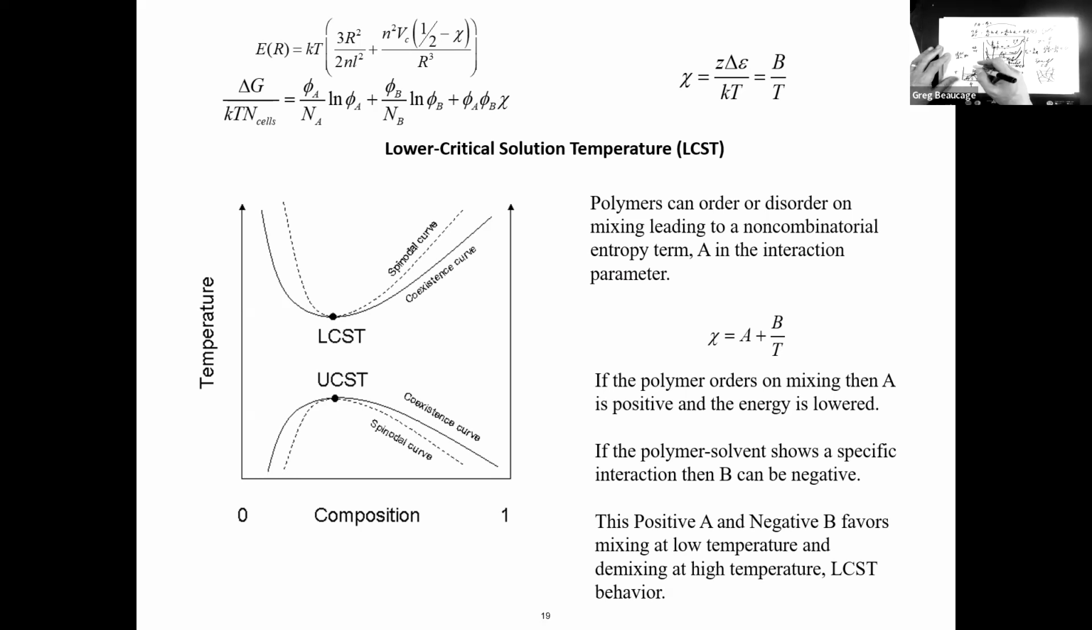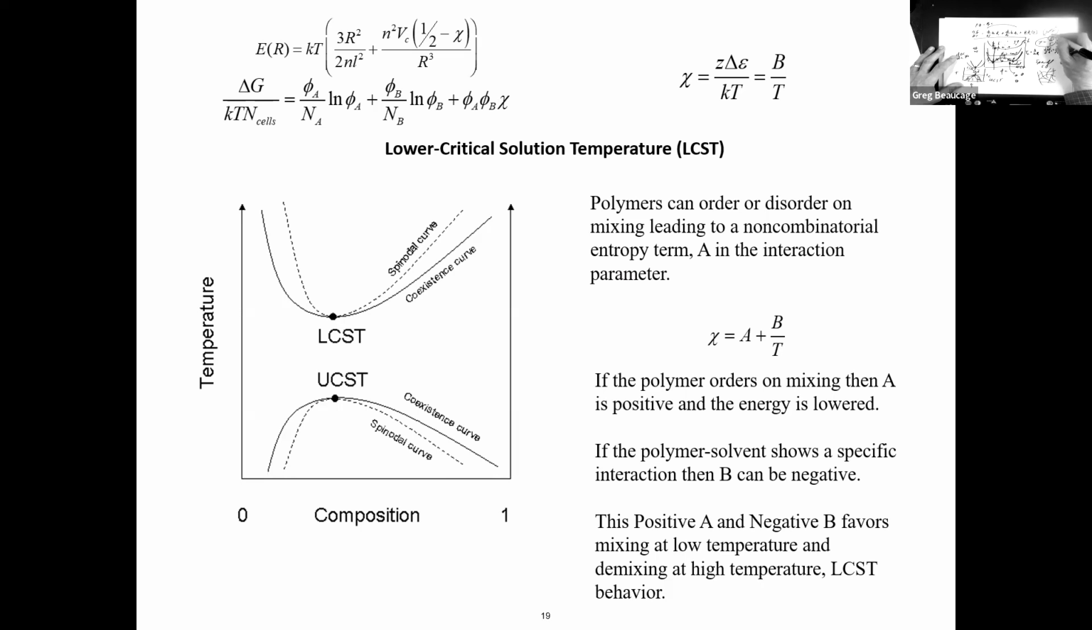Polymers fall out of solution when you heat them up. So if you heat it up, it has a mimicking of that phase diagram. It's called lower critical solution temperature, LCST. Same kind of rules, except chi has a plus A term in it. So this is an enthalpic term. If you get rid of the temperature, it's entropic.